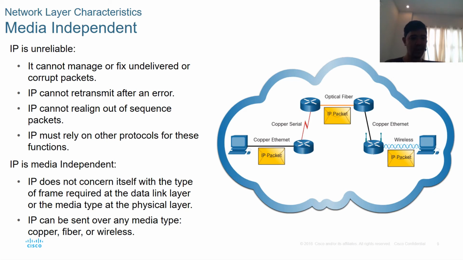IP is unreliable. Those items that were discussed here are roles of TCP. For example, it does not have means to manage corrupt packets, or retransmit, or identify the sequence of the packets. The one that does the sequencing of the packets, resending, and managing corrupted packets is TCP.